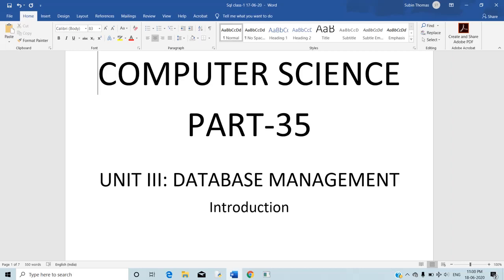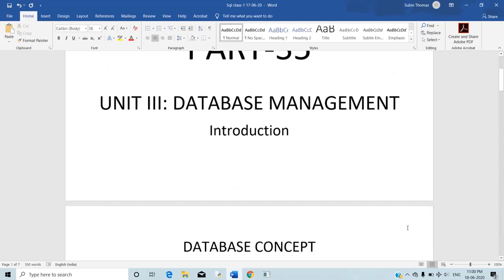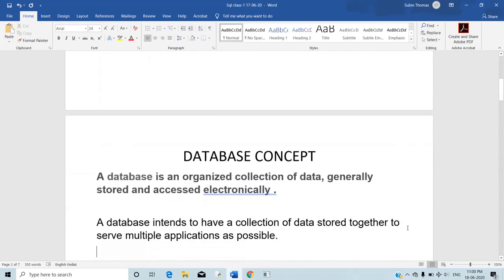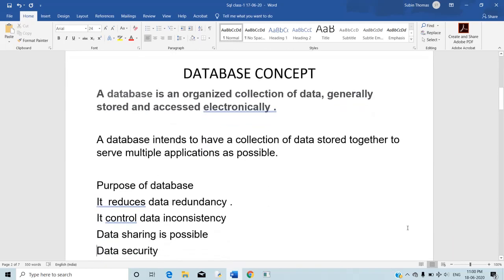Now, we studied MySQL last year itself. The same thing is coming over here. First, we can see what you mean by database. Database means it is a collection of related data. A related data's collection is known as a database.